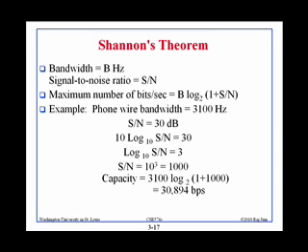Then you do the capacity: whatever the bandwidth is, 3100 Hertz, and 1 plus 1000. You take that, and you cannot get more than this amount. And this is, by the way, log base 2. So you have to keep your bases straight. We do log base 10 when we are doing the dBs. We do log base 2 when we are doing the Nyquist theorem or Shannon's theorem.